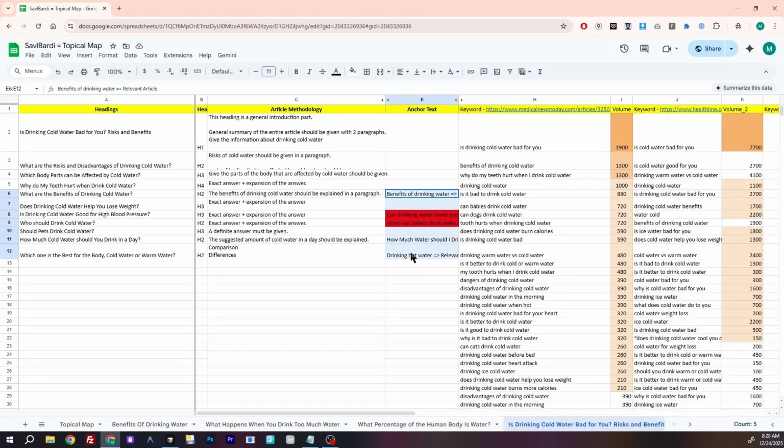In this lecture, we will talk about our anchor text and our remaining contextual vector and the article methodology of that. First, the anchor text in this article is the root of the article, that is the benefits of drinking water. And we also give the same phrase, the benefits of drinking water, in the heading.